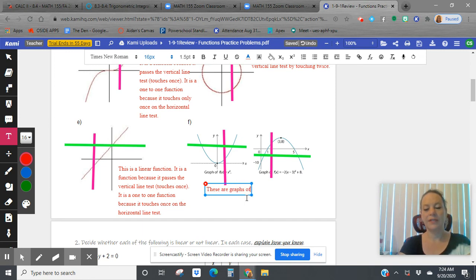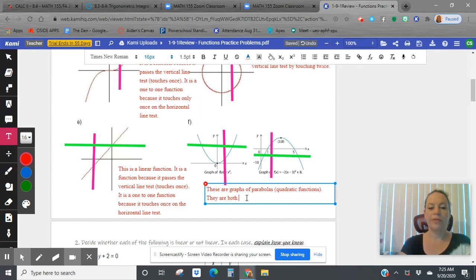These are graphs of parabolas, quadratic functions. This is what we're going to spend most of our time studying this year. They are both functions because they pass the vertical line test. They are many-to-one functions because they touch twice.